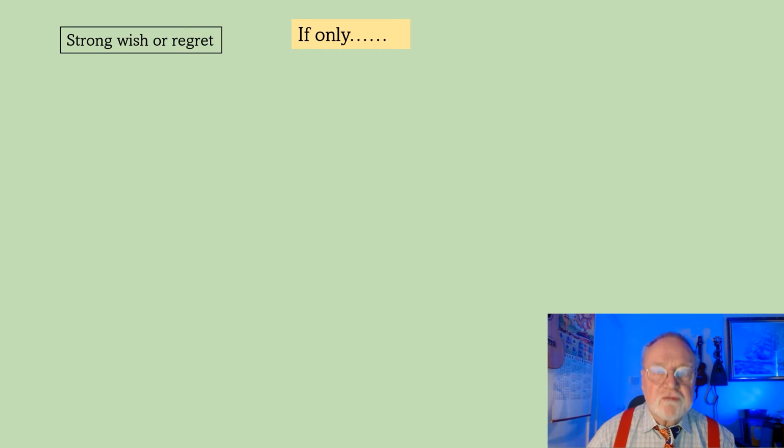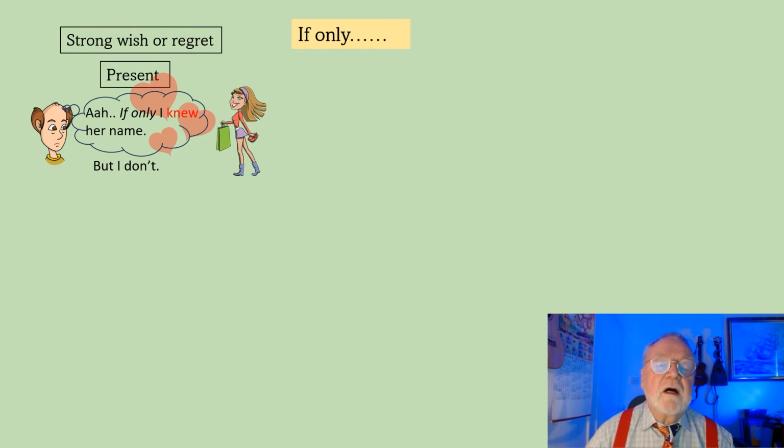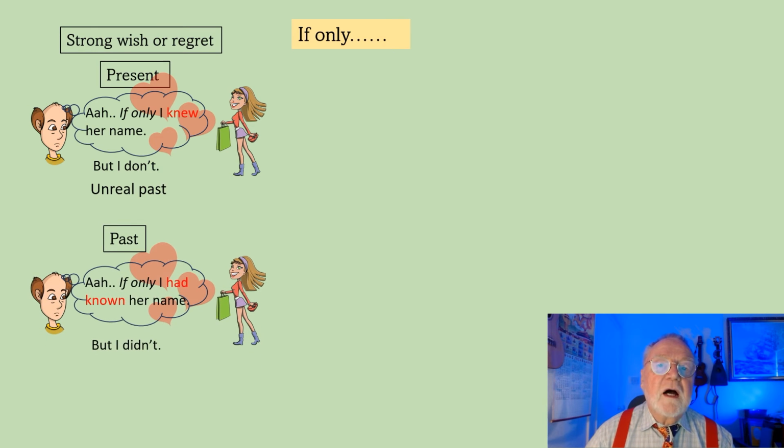Sometimes you need to express a strong wish, perhaps with some emotion, or even a regret. And you can do that in the present tense like this. If only I knew her name, but I don't. It still uses the unreal past, I knew. And you can express it in a past tense. If only I had known her name, but I didn't. And here we're using the past perfect. But you can see it's more emotional than just simply saying I wish. Oh, if only. We need to apply the same rules to would.